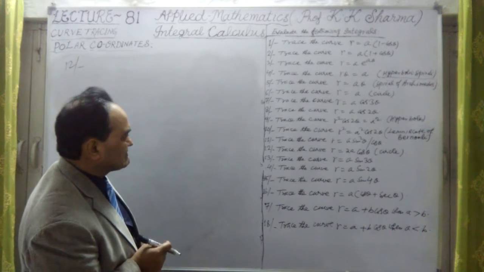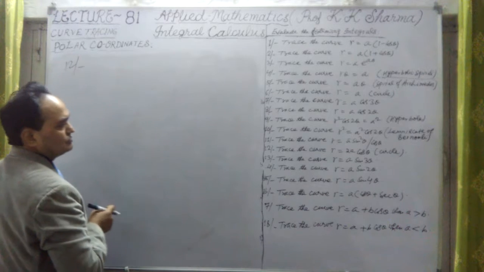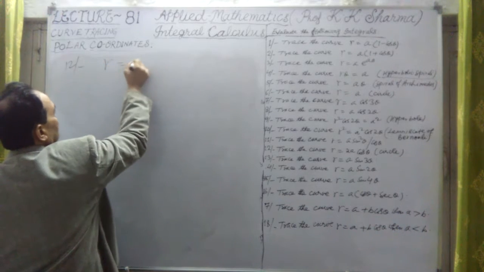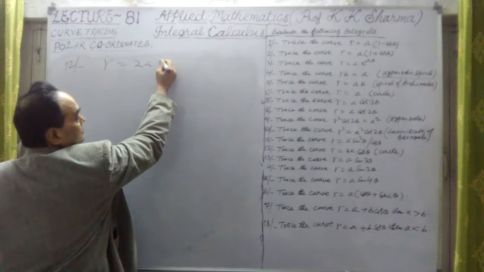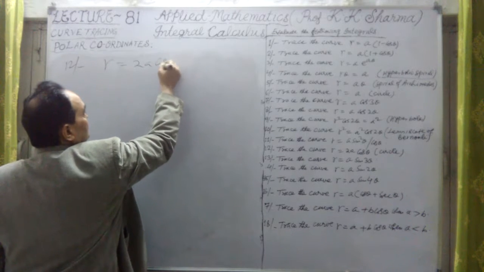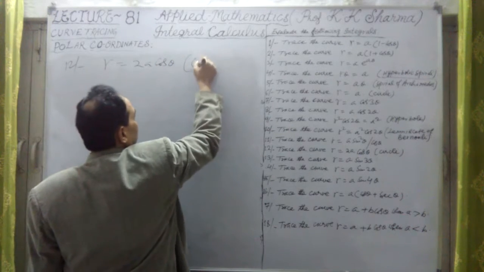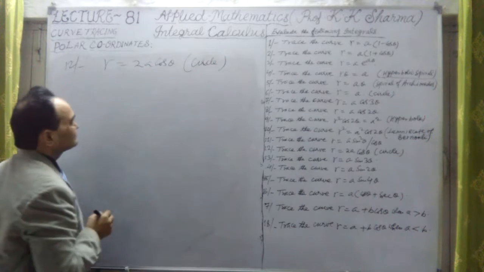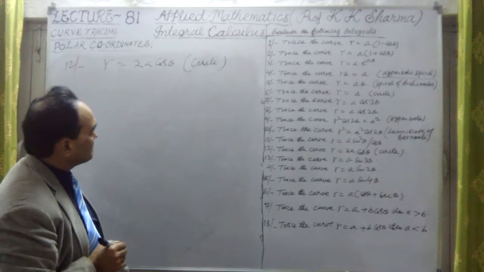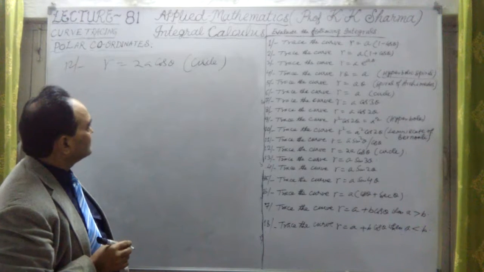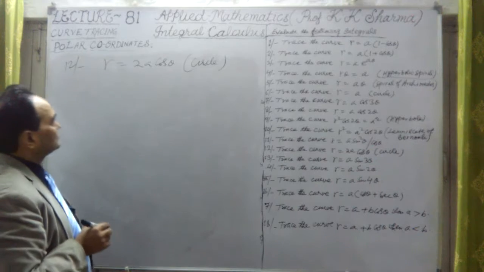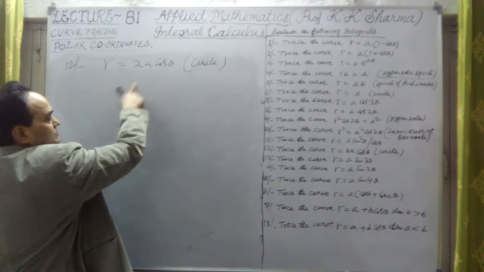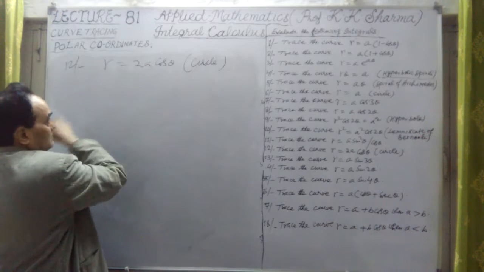Question number 12. Is r equal to 2a cos theta? Here it is r equal to 2a cos theta. Now this is a circle type of question. It is a circle here, it says. Okay, so now let me take what are the values of this. If theta is replaced, the curve will be symmetric to the initial line.